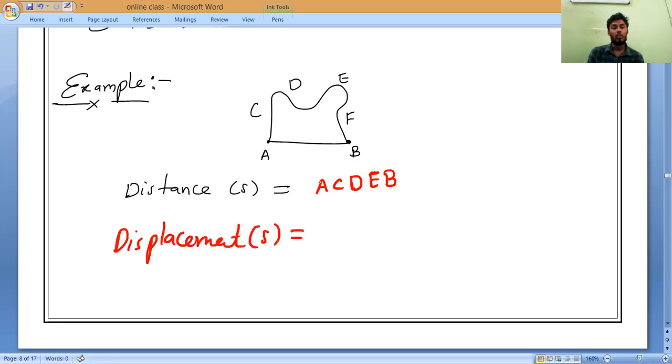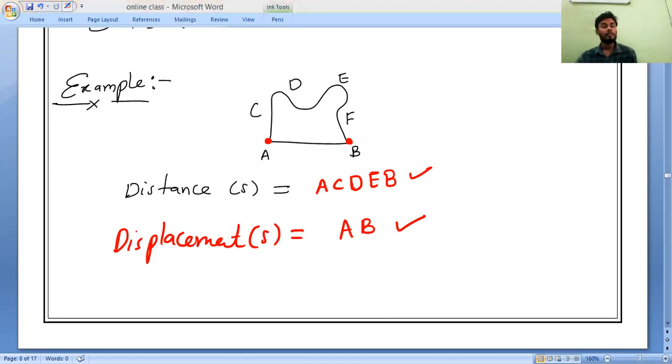Displacement is only AB, the shortest distance. Our initial point is A and the final point is B. What is the shortest distance? AB. This is the difference between distance and displacement. I hope you understand now very clearly. Understand?